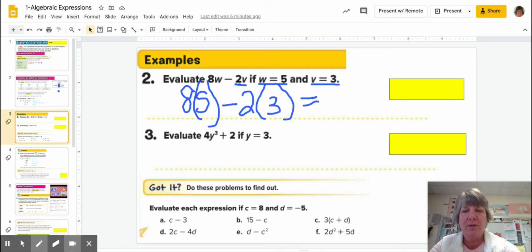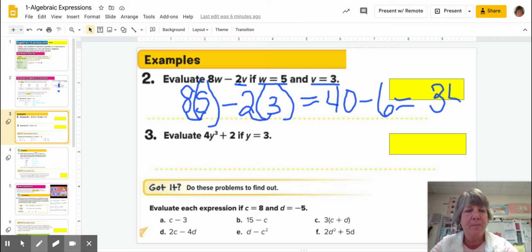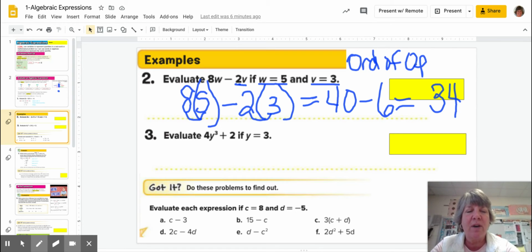You will multiply. 8 times 5 is 40, minus 2 times 3 is 6. 40 minus 6 is 34. Notice that I had to solve both of my multiply problems before I did subtraction. So you must do correct order of operations. And with order of operations, we have, please excuse my dear Aunt Sally.